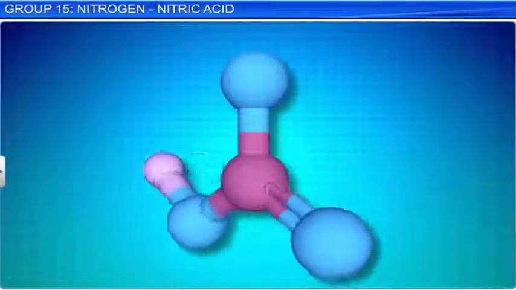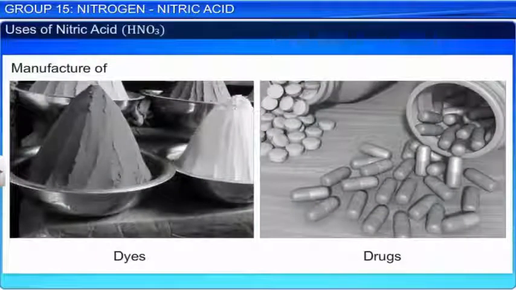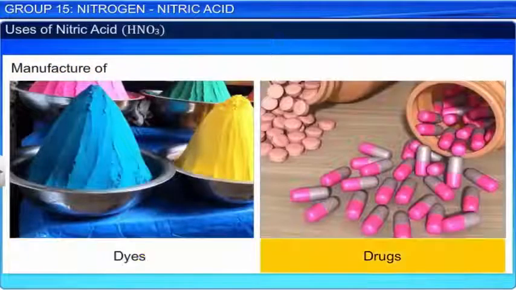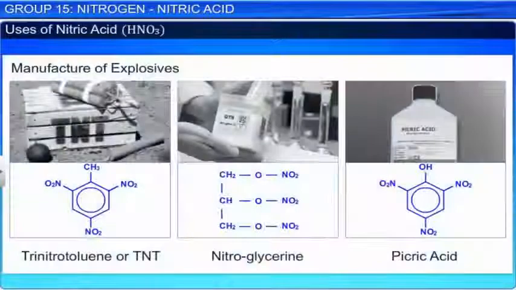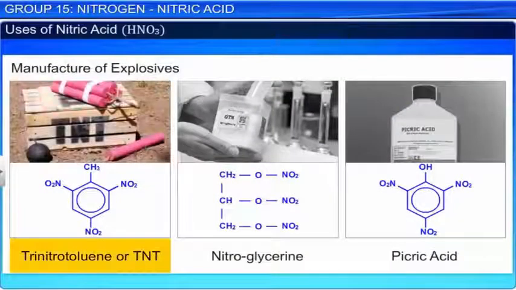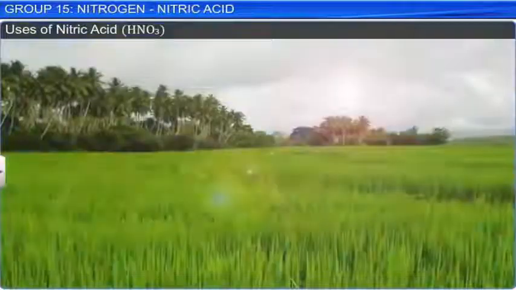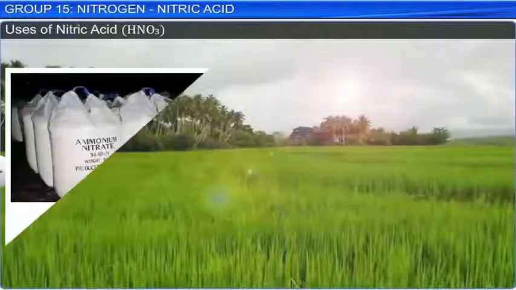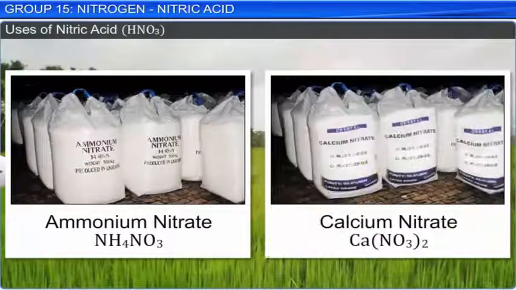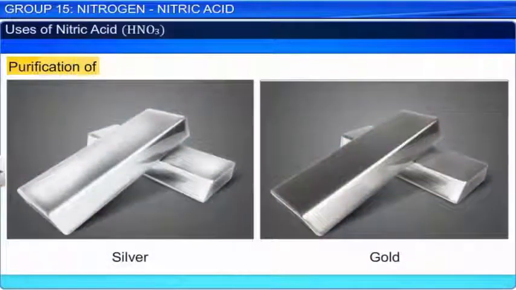Let us now turn to the uses of nitric acid. Nitric acid is widely used in the manufacture of dyes and drugs, as well as explosives such as trinitrotoluene or TNT, nitroglycerine, and picric acid. The salts of nitric acid, such as ammonium nitrate and calcium nitrate, are used as important fertilizers. It is used in the purification of silver and gold.